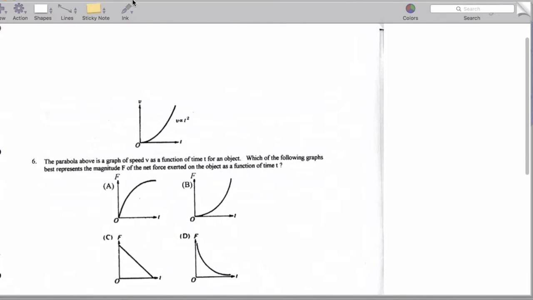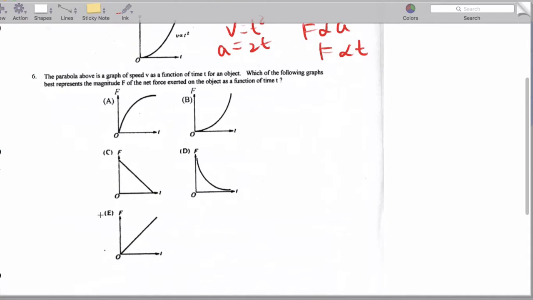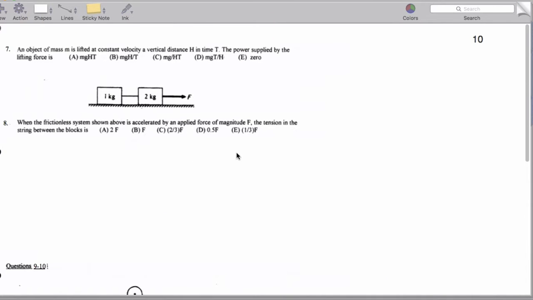All right, here we have v equals t squared, and we want to know the net force as a function of time. So acceleration is 2t. Force is proportional to acceleration, so force is going to be proportional to the time. So we need a linear graph, which is E. All right, now for power, power is work over time. So the power supplied by the lifting force is going to be mgh over t, which is choice B.